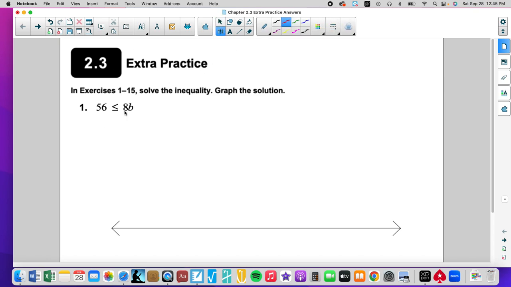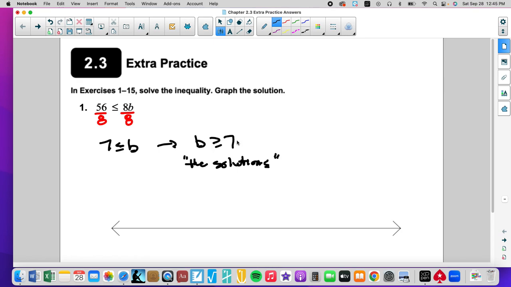So we see what's happening to my variable. 8 is multiplying. The inverse of multiplying by 8 is dividing by 8. 7 is less than or equal to b. Again, I advise students to rewrite it with the variable first. So we read it as the solutions are greater than or equal to 7.